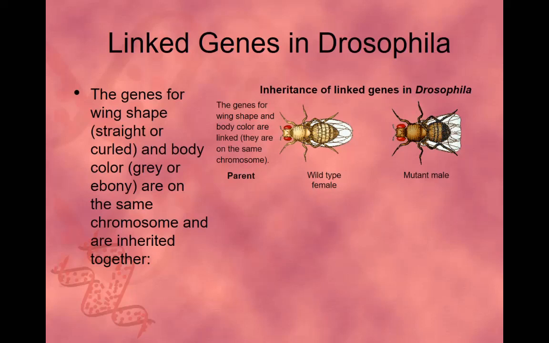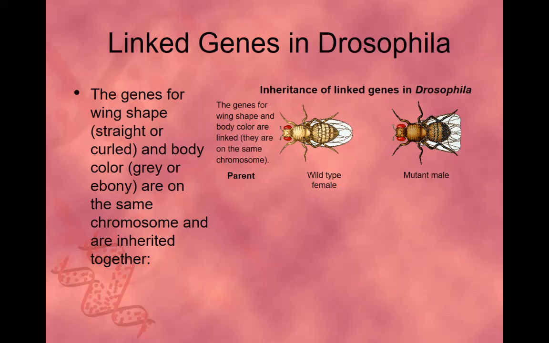Now, in this particular example, we're going to be examining the genes for wing shape, whether it's straight or curled, and for body color, whether it's gray or ebony. And they're located on the same chromosome and therefore inherited together. So if you take a look at these two flies, you have your wild type female and your mutant male.